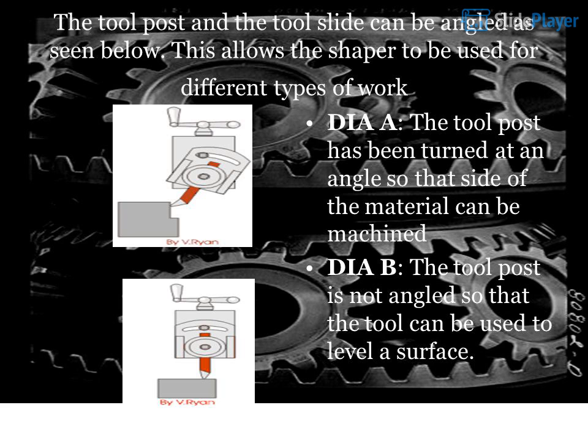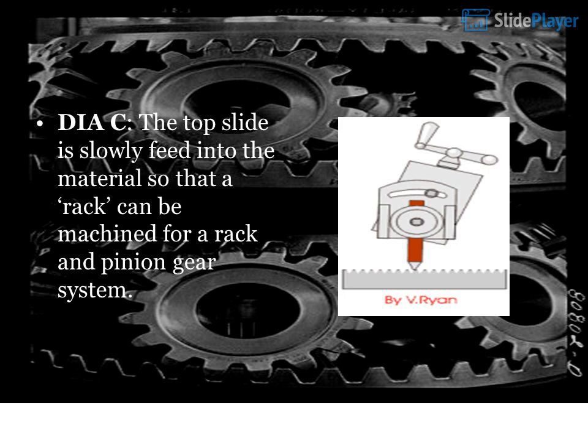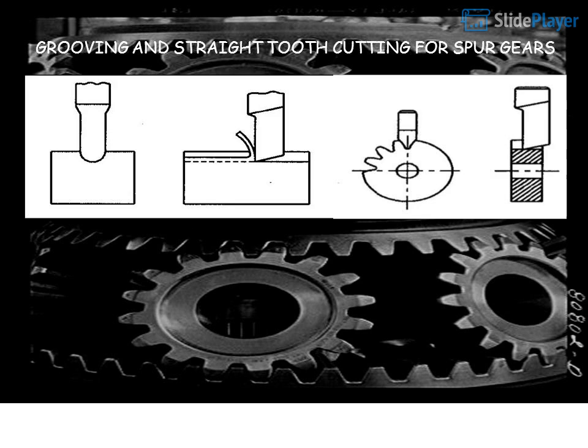In A, the tool post has been turned at an angle so that the side of the material can be machined. In B, the tool post is not angled so that the tool can be used to level a surface. In C, the top slide is slowly fed into the material so that a rack can be machined for a rack and pinion gear system. Grooving and straight tooth cutting for spur gears.